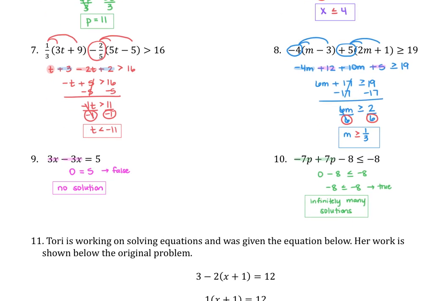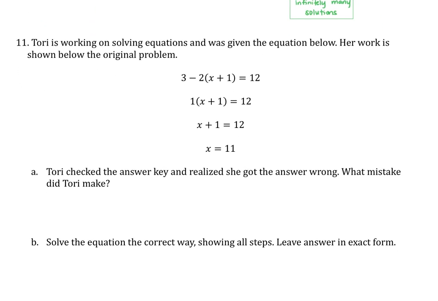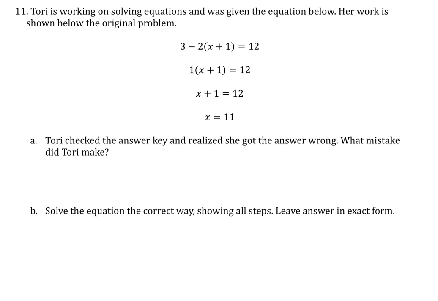All right, we are down to the last problem, and it's a word problem. It says Tori is working on solving equations and was given the equation below. Her work is shown below the original problem. And once Tori checked the answer key and realized that she got the answer wrong, what mistake did she make? Well, I'm going to basically go through and work this from the beginning. So I'm going to actually do part B first, which is solve the equation the correct way, showing all steps.